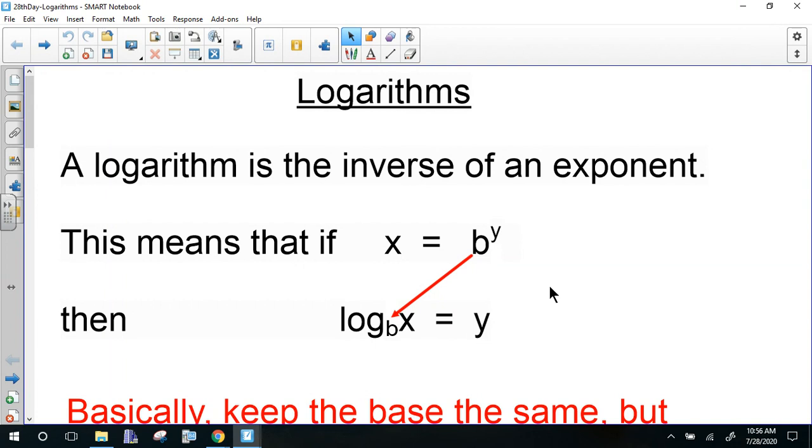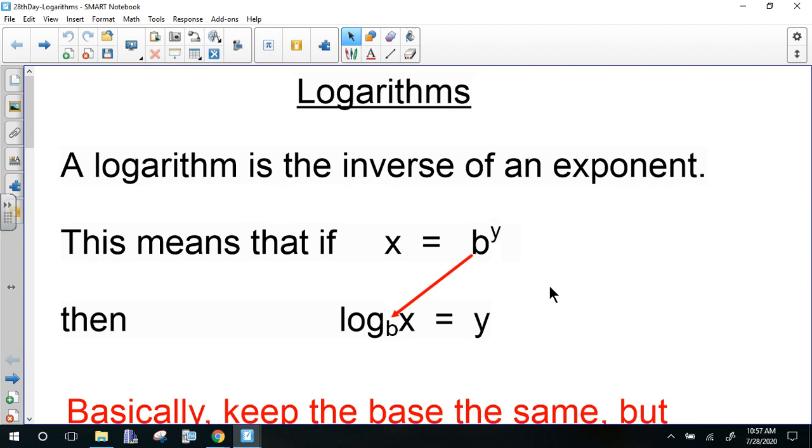Day two, we're going to look at logarithms. Yesterday, we were looking at exponential functions. A logarithm is basically just the inverse of an exponential function. So we first need to know how to convert from exponential functions to logarithmic functions.